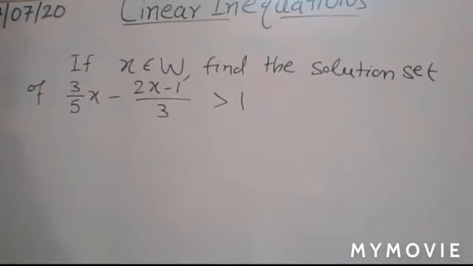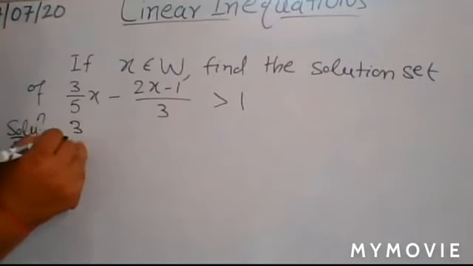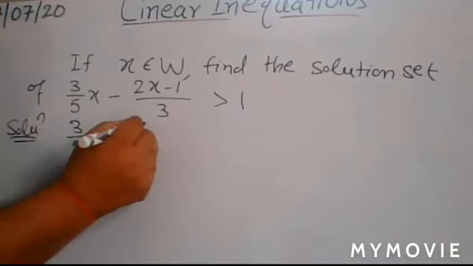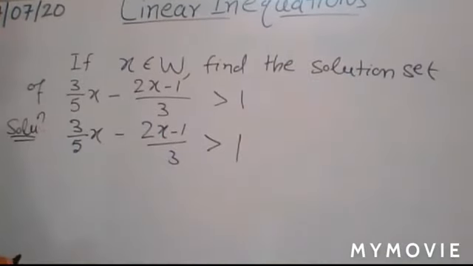What do you mean by solution set? The set which contains the values of x, means the solutions of the inequality, or simply you can say the values of x are known as the solution set here, which satisfy the inequality. So 3x by 5 minus (2x minus 1) upon 3 greater than 1, that is given.